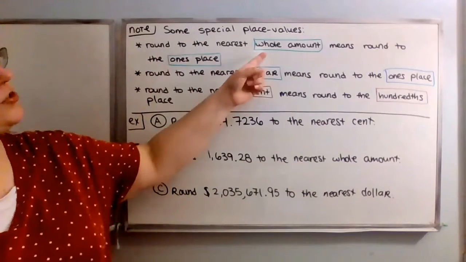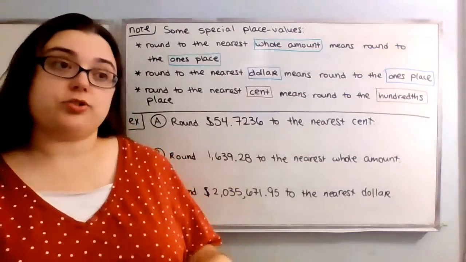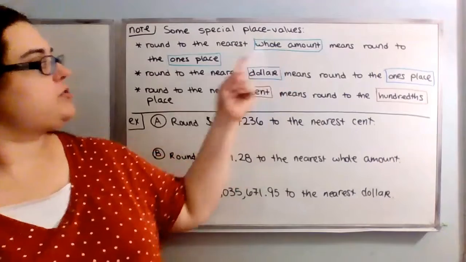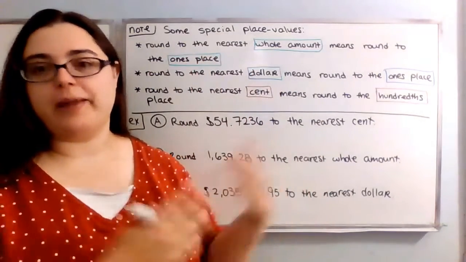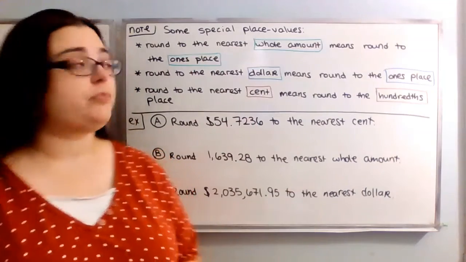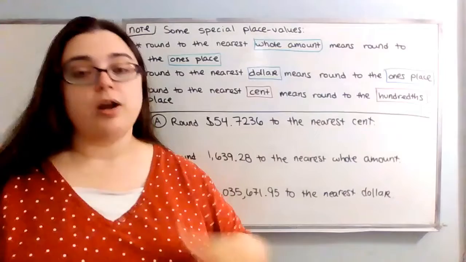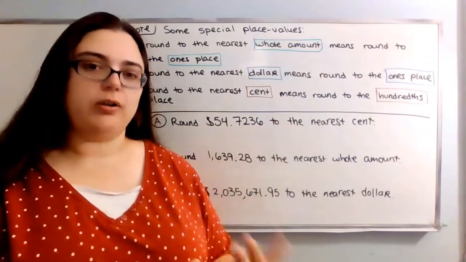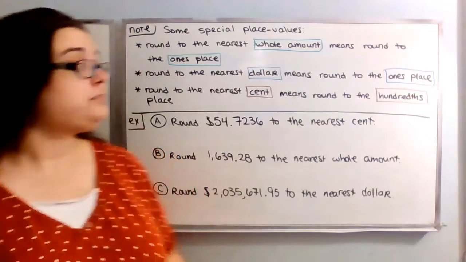If you're rounding to the nearest whole amount, what that means is you're rounding to the nearest whole number. So you're trying to get rid of any decimal part. So rounding to the nearest whole amount means rounding to the ones place, since the last digit to make up a whole number is in the ones place. So be careful, whole amount doesn't mean you just write out the whole number. We're not using whole in the sense of entire. We're using whole in the sense of whole number or natural number, that sort of idea.